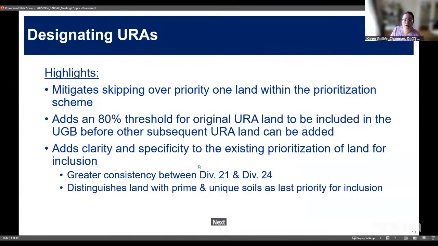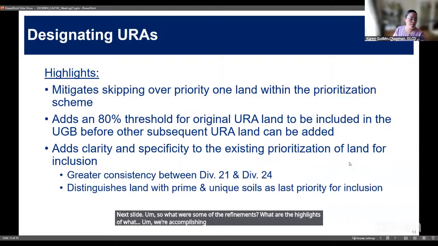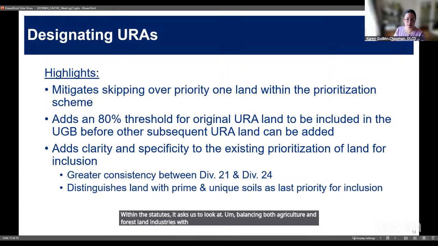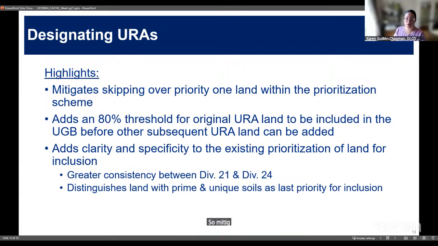Next slide. So what were some of the refinements? What are the highlights of what we're accomplishing here? Mitigating skipping over priority 1 lands, as Jenna said, towards accountability. Within the statutes, it asks us to look at balancing both agriculture and forest land industries with commerce and other industries like housing. So we're mitigating skipping over that priority scheme. We add a threshold: 80% of the original URA land or previous URA land should be included into the UGB before any subsequent new URA land can be added.